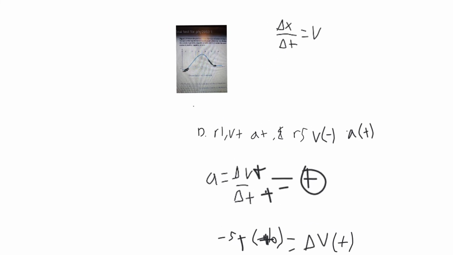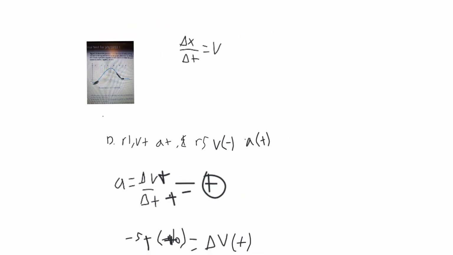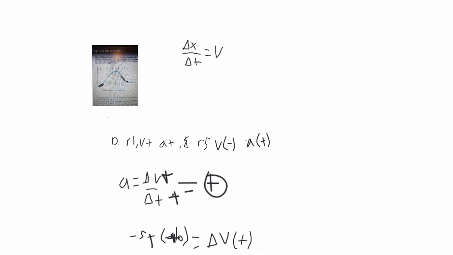So that leaves us with the answer D. Region 1 has a positive velocity and a positive acceleration, and region 5 has a negative velocity and a positive acceleration.